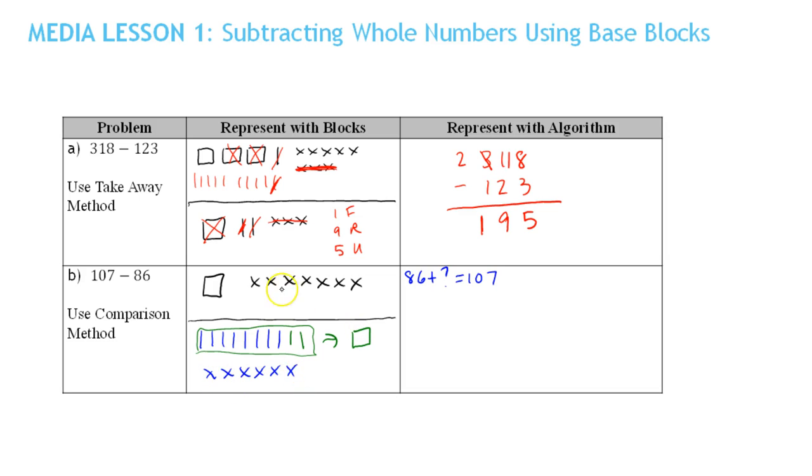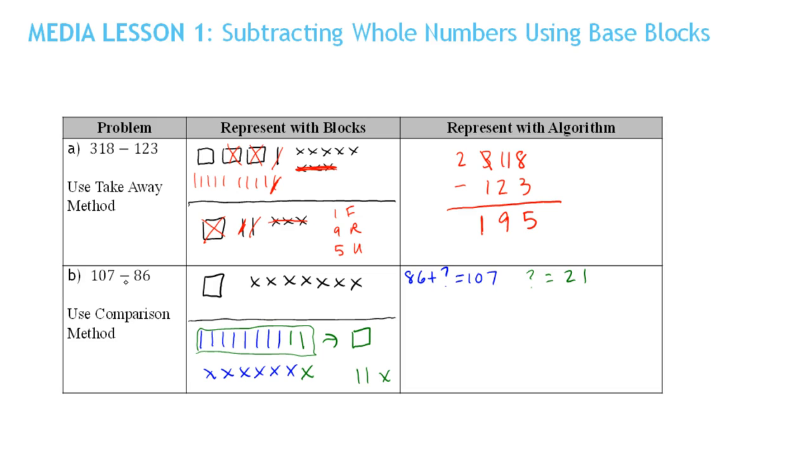Here I have 6 units. I need 7 units, so I need to add 1 unit. So in total I added 2 rods and 1 unit. So my question mark equals 21. Okay. And you may do this naturally sometimes. If your friend had $86 and you have $107, well, you could count 86 to 96 is 10, 96 to 106 is 2 tens, and then you'd add 1 more to get to 107.